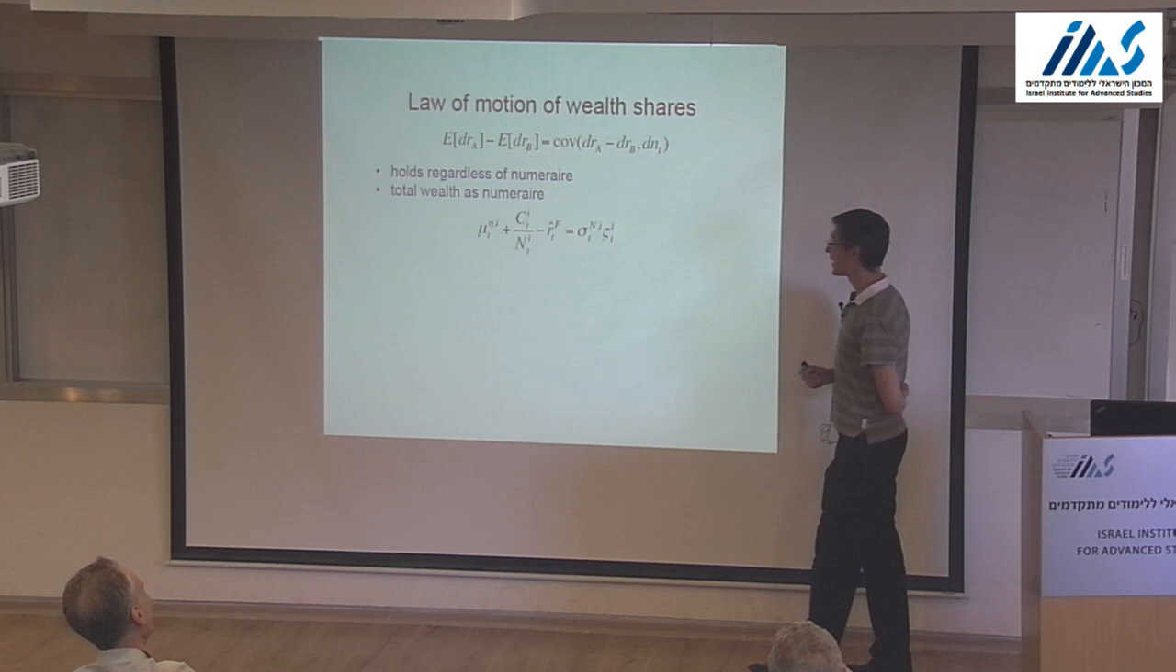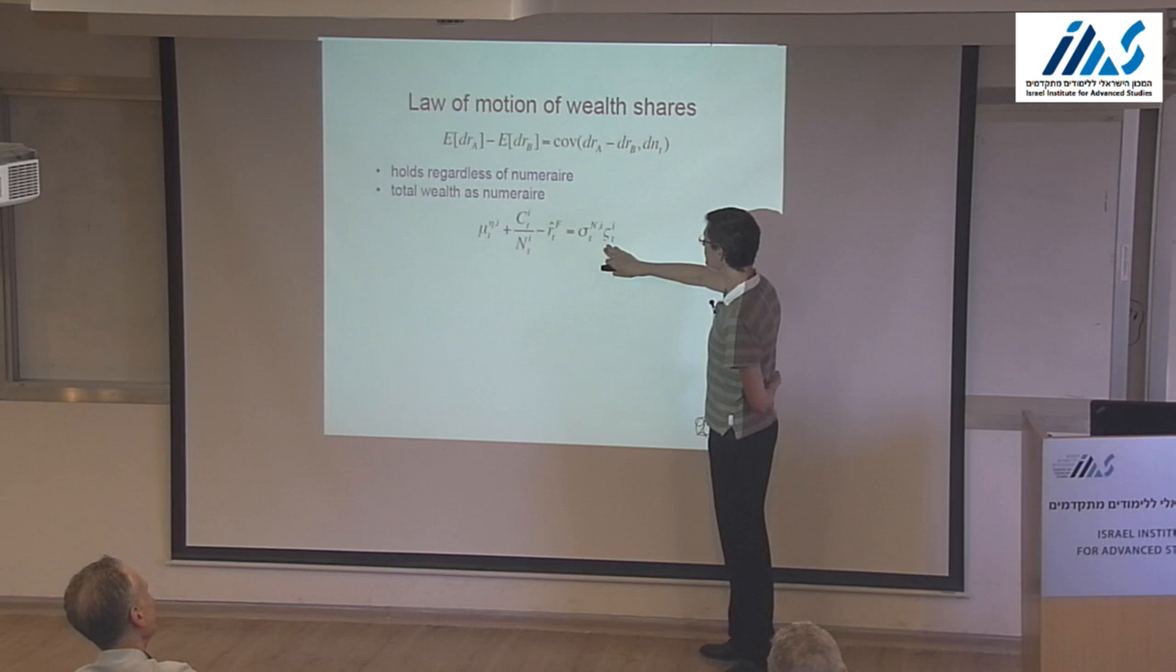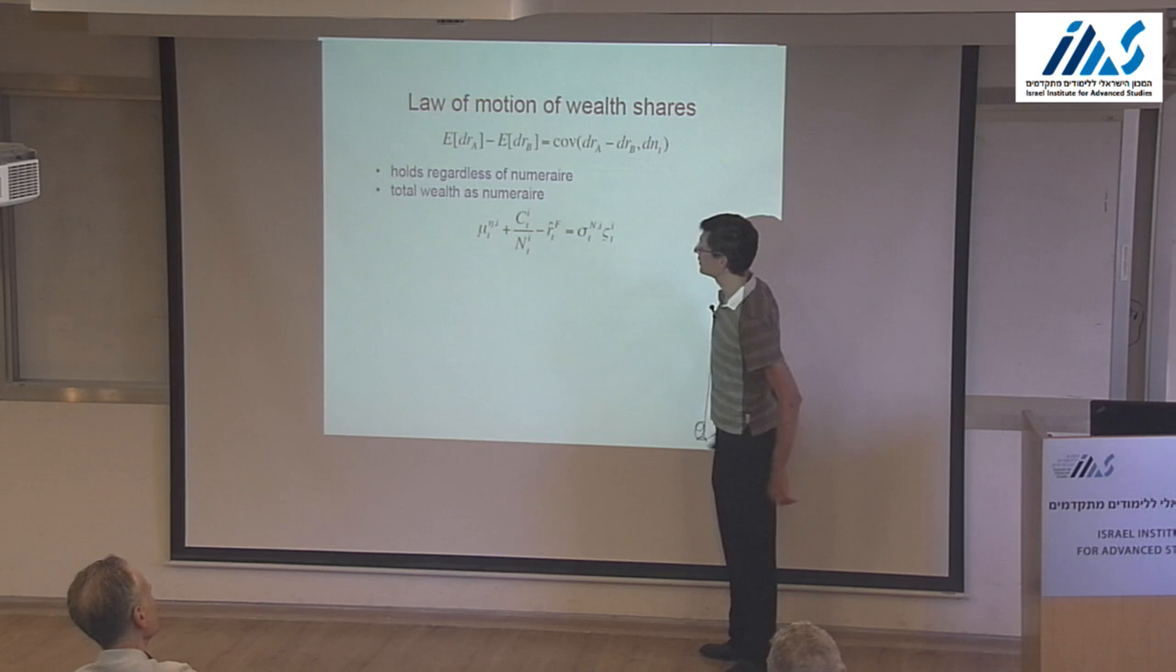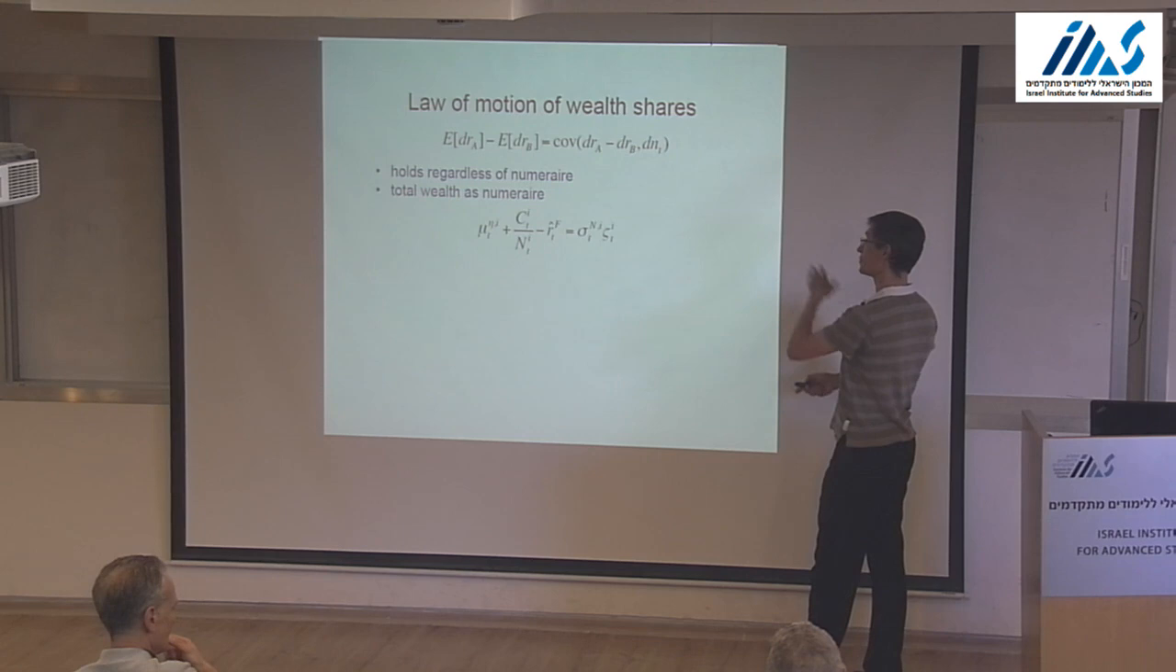Okay, and so this is the cost of risk, the volatility of the stochastic, minus the volatility of the marginal utility of consumption in that numerator. Okay, so you basically have that, and so you can have as many agent types as you want.